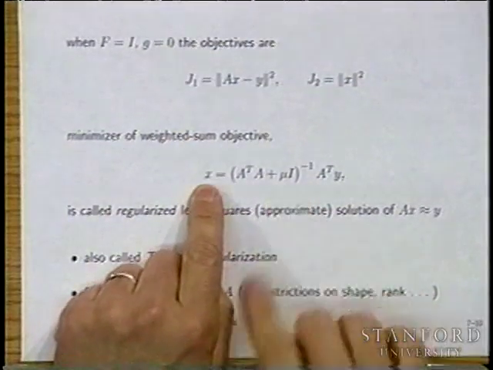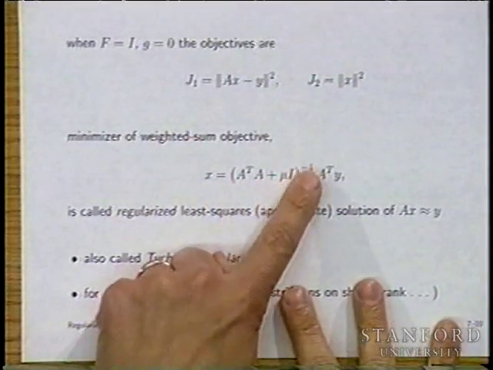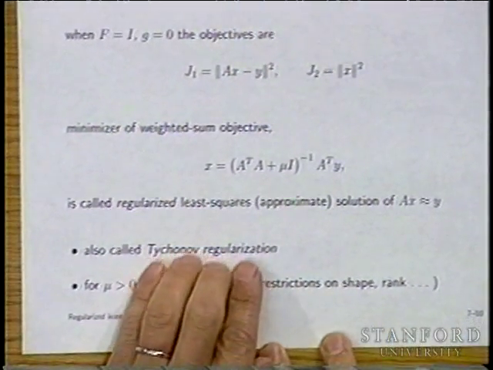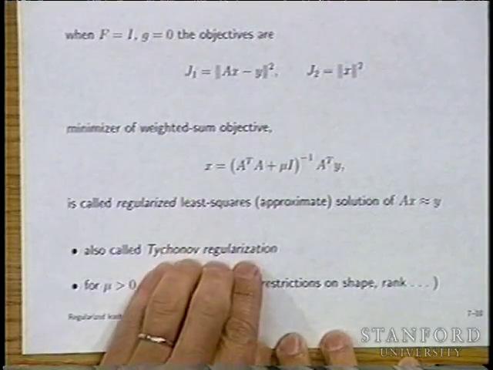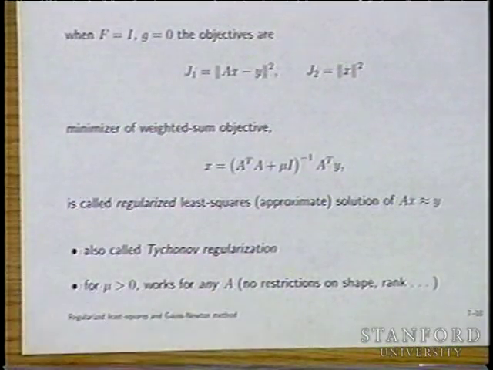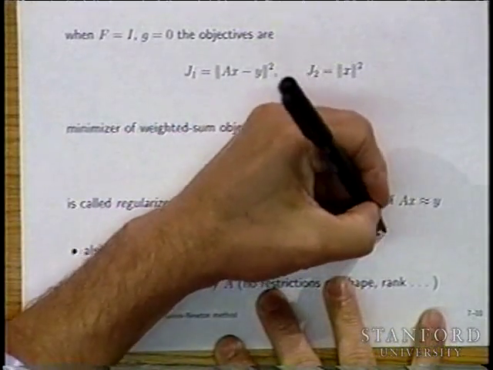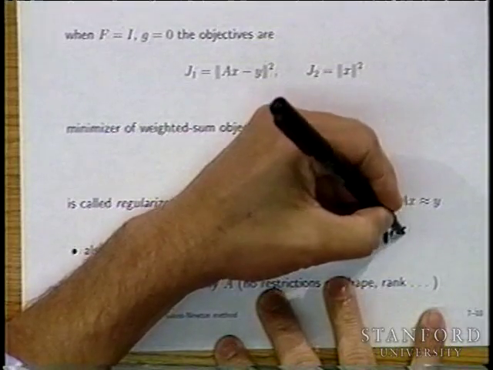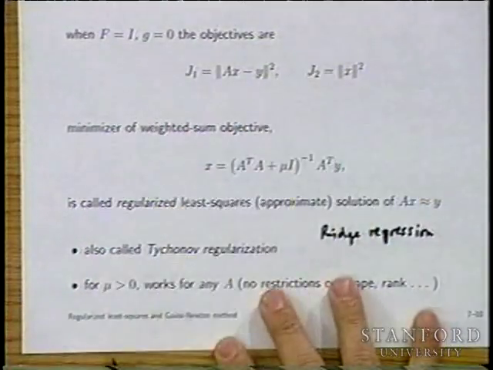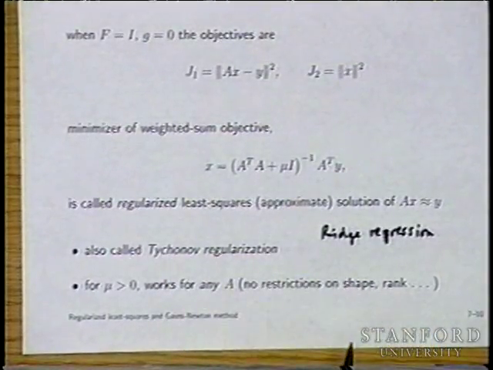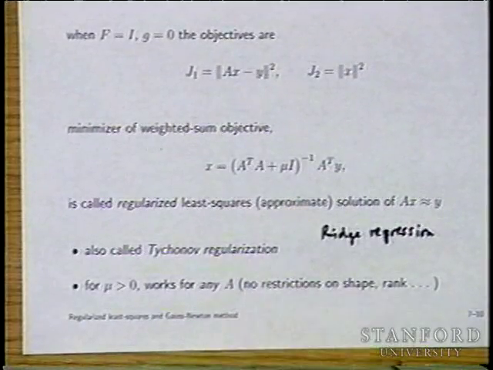Okay, now in this case, you get x equals (A transpose A plus mu I) inverse A transpose y. It's got lots of names. Maybe the most common is Tikhonov regularization. There's probably many others. In statistics, this is called ridge regression, and mu is called the ridge parameter. In Tikhonov regularization, mu is called the regularization parameter.